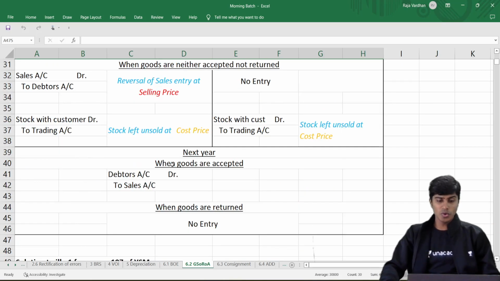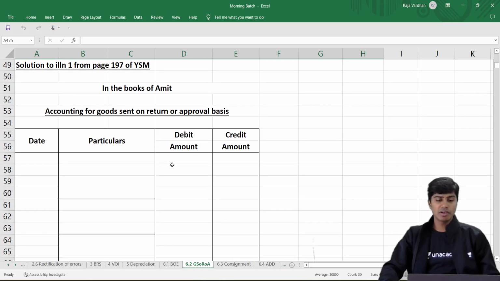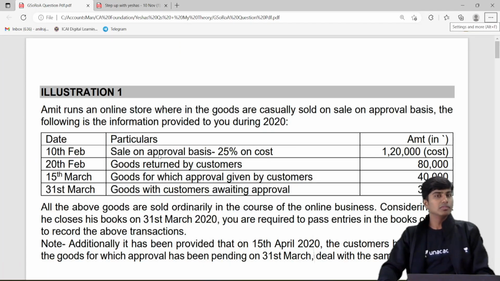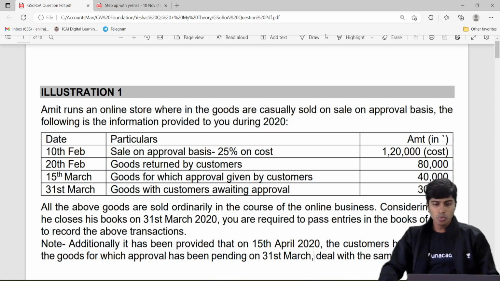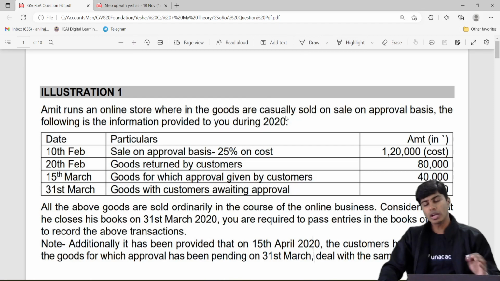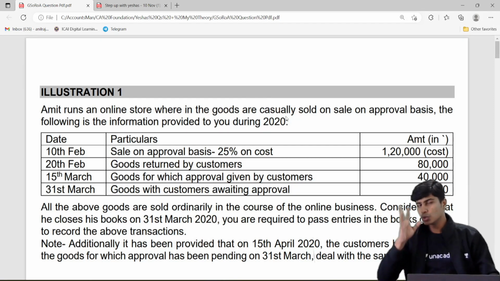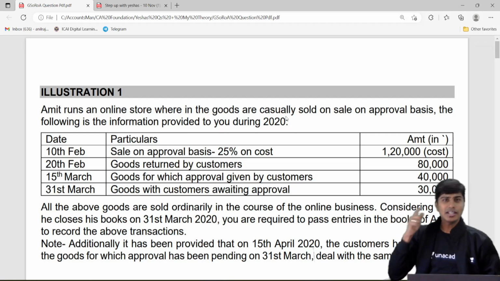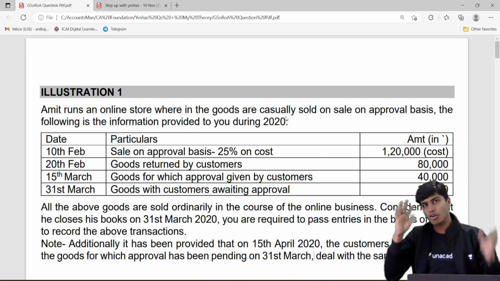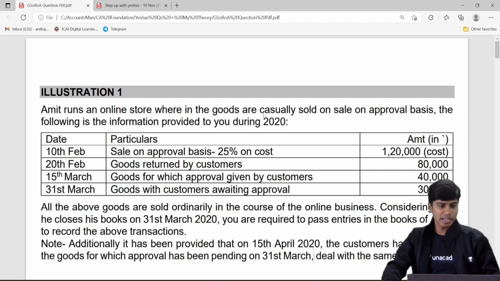We are now going to start with question number 1 from our material. Question number 1 is a question wherein Amit runs an online store wherein goods are casually sold on approval basis. Casually. So remember case 1. Casually, when the goods are sent on return or approval, we record it in the normal sales book, as a normal sales entry, and close it. So on 10th of February, sale on approval basis is 1,20,000 worth of goods at cost, and the price is 25% on cost.